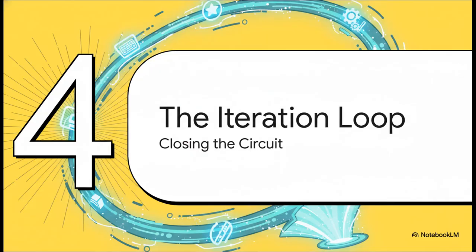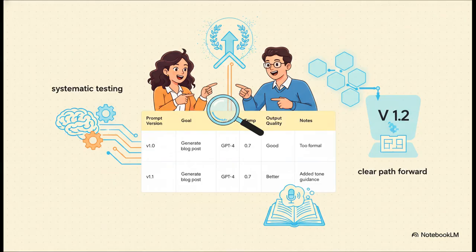And all of this brings us to the final and I think most powerful piece of the puzzle. We are going to close the circuit. This isn't just about scoring your results. It's about feeding what you learned back into your next prompt. You're creating this amazing cycle of constant improvement. So, let's jump back to our testing framework for a sec. Remember version 1.0, the one that was too formal? Well, look now. Here's version 1.1. With that simple little tweak to the tone, the output quality is now marked as better, and the notes tell us exactly why. Added tone guidance. This right here is the power of the process. You're not just getting better results, you're building a library of what works, a roadmap to success for version 1.2, 1.3, and beyond.